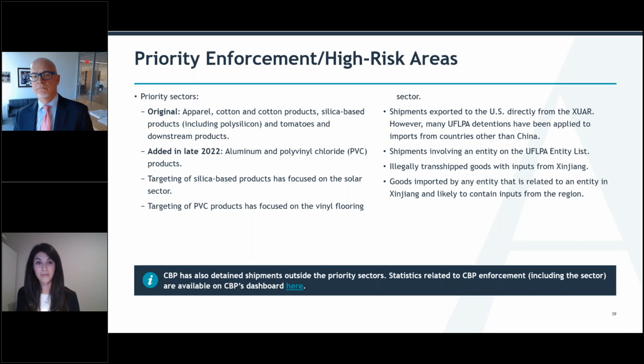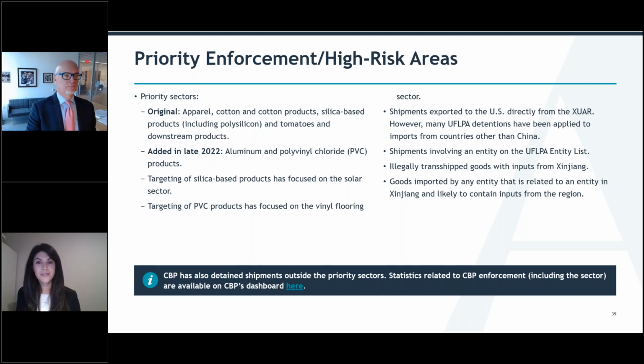CBP has also taken a risk-based approach to the targeting of entities. Of course, entities on the UFLPA entity list are at high risk of an enforcement action, as well as entities affiliated with those listed entities. So subsidiaries, parent companies, sister companies are also exposed by the very nature of their affiliated entity being on that list. And then, of course, importers that source from entities on the entity list and have them in their supply chain are at higher risk of having their shipments detained as well.